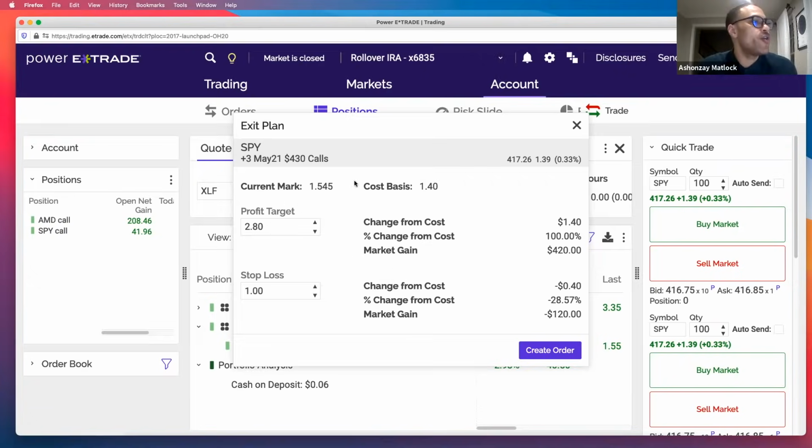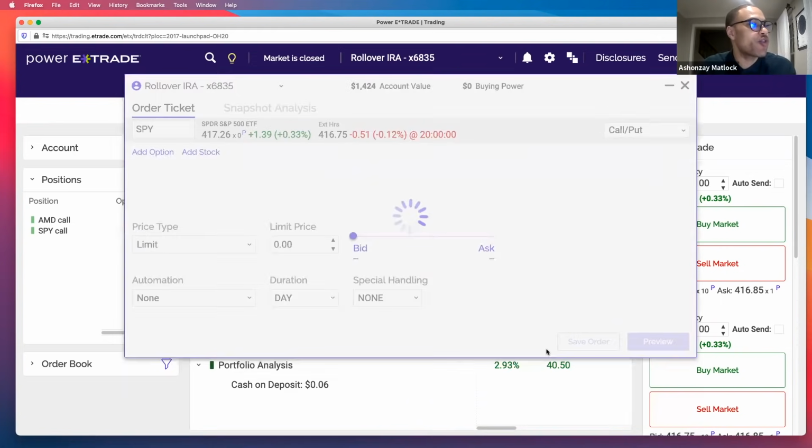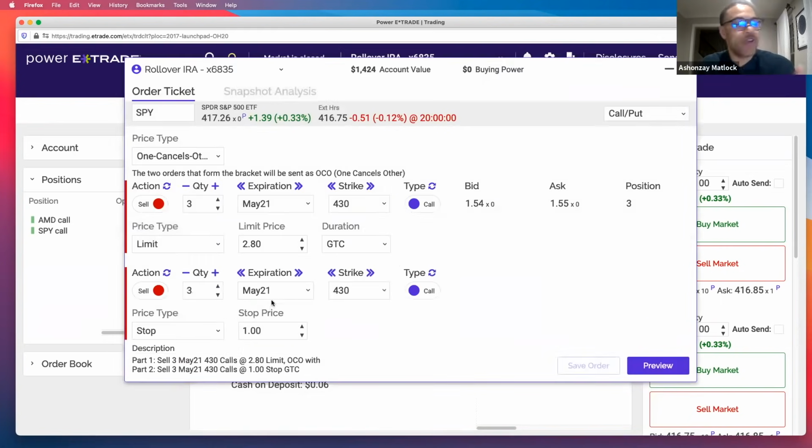Right. So just to keep it simple, if I'm willing to do that, I can create an order. When I create this order, now my order is going to come up. And so what this does is it automatically sets my order for me. Part 1, sell 3 May 21 calls at $2.80 with a stop loss of, if it gets to $1, get me out. Okay. And that's how it works. And so then boom, I have everything set.